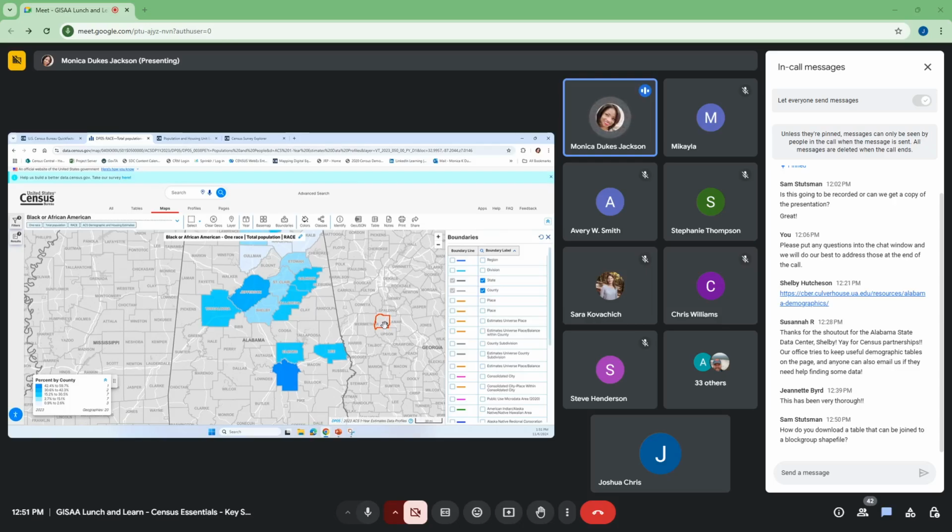I actually can see the chat right now. So I do see one question that states, how do you download a table that can be joined to a block group shapefile?